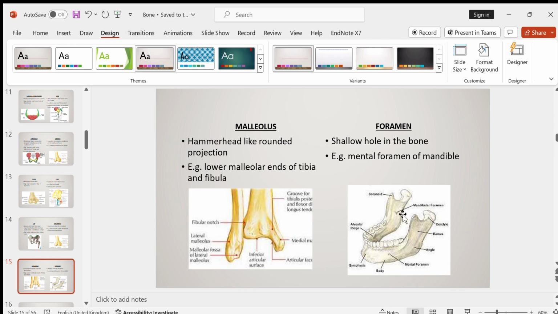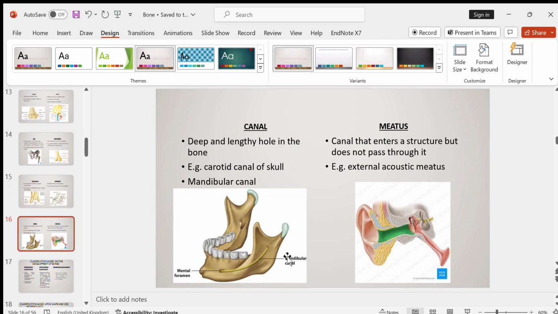Foramen is a hole for the passage of various structures. It may be a vessel or a nerve. Canal is an elongated hollow. The foramen is a circular hollow, and the canal is an elongated hollow. Meatus is an opening. For example, this is the external ear, middle ear, internal ear, and the opening from the external towards the internal, this is the meatus. This is the external auditory meatus, the opening.